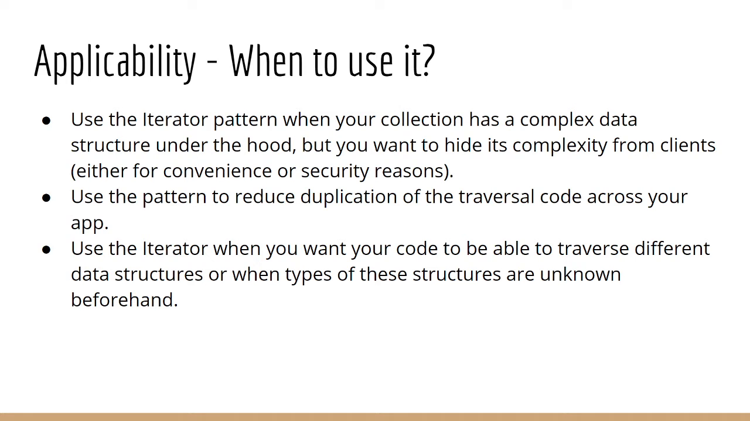In addition, you want to use this iterator pattern when you want your code to be able to traverse different data structures or when types of these structures are unknown beforehand. For example, if you don't know which structure you're going to iterate through, you might want to use this iterator pattern to be able to generalize the iteration, the traversal of the object.